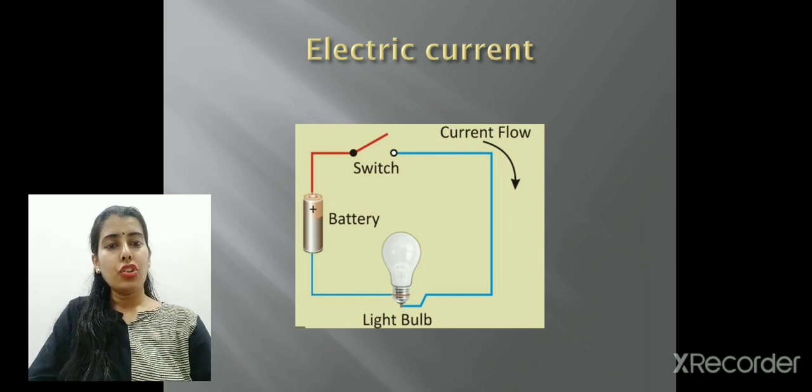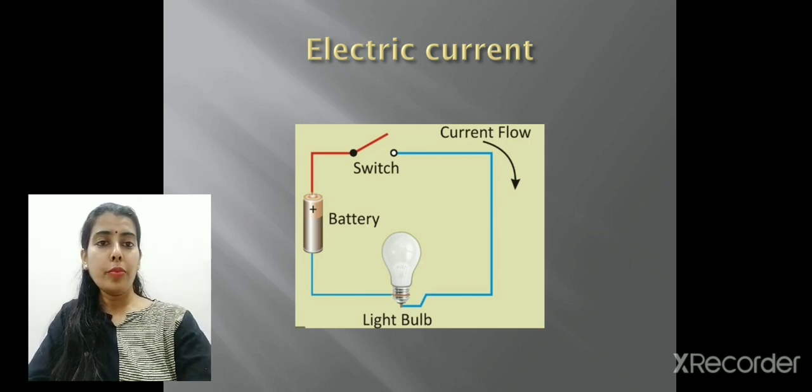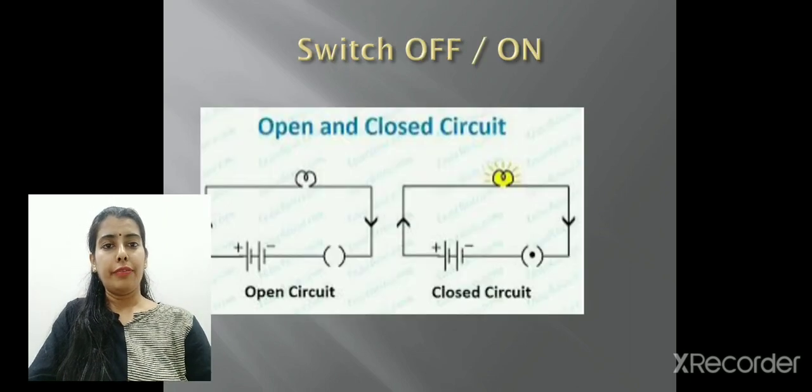This is a picture showing you how to represent an electric circuit. Here I cannot say the current will flow. Why? Because the switch is in the off position. But when I put the switch in the on position, then the current will flow from positive to negative.